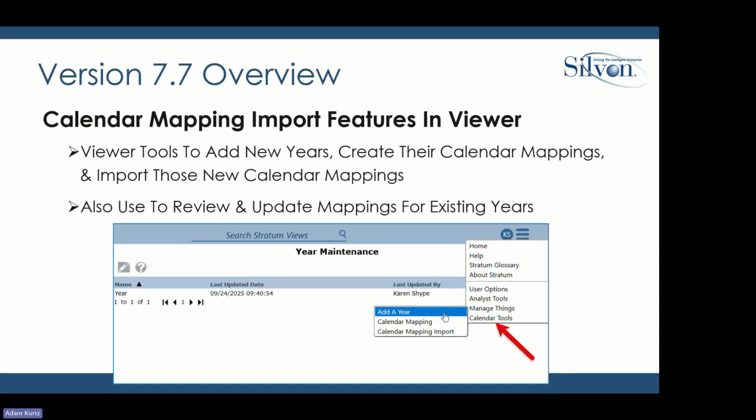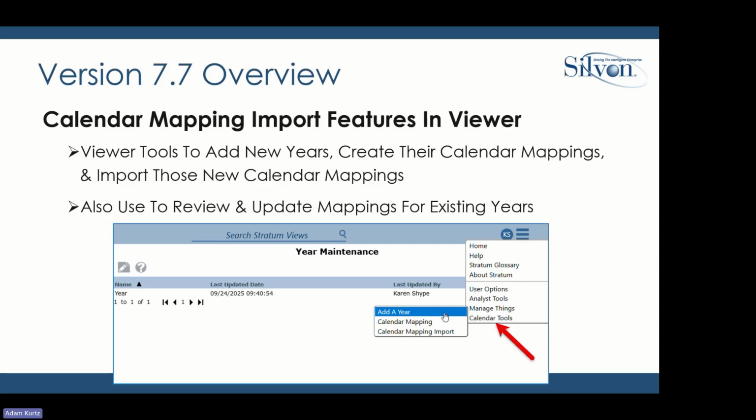New calendar mapping import features. So now you can add new years. So shifting gears here now to calendar maintenance. And so now you have new tools for defining new years within Stratum. You can now create the mappings and import those new calendar mappings from Excel. You can also use these to review and update mappings for existing years, or use them for future years for that matter.